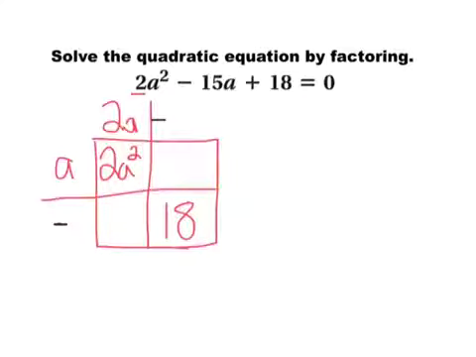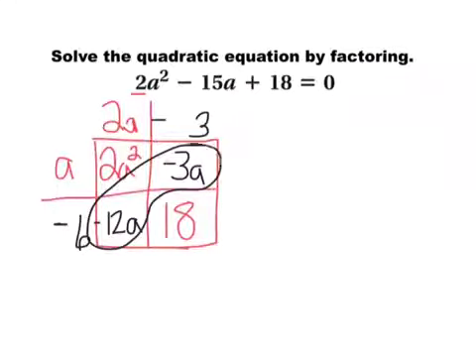So if I put a 3 up here and a 6 down here, let's see what happens. Here I get negative 3a, and down here I get a negative 12a. When I combine those two, negative 12 and negative 3 equals a negative 15a, which is what I wanted for my middle term. So I found my two factors. Yes, this method takes a little longer than the x method, but that's because we have more numbers in our problem. Now I'm ready to write my equation using those two factors.